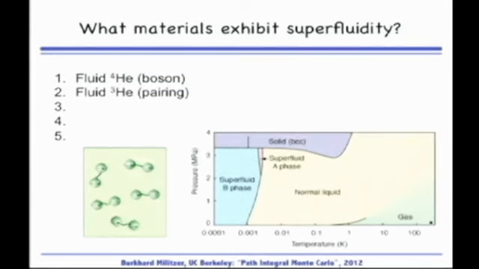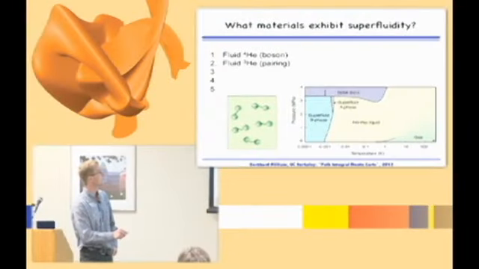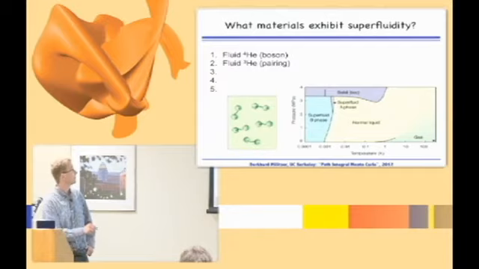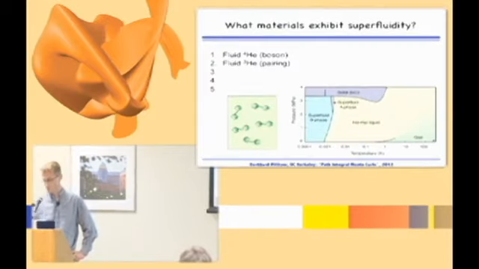But they can do a trick. They can basically pair up, and once they form pairs, then two fermions pair up to a bosonic state, and then those pairs can both condense. That happens at millikelvin rather than 2 Kelvin. And another Nobel Prize was given when this system was described.